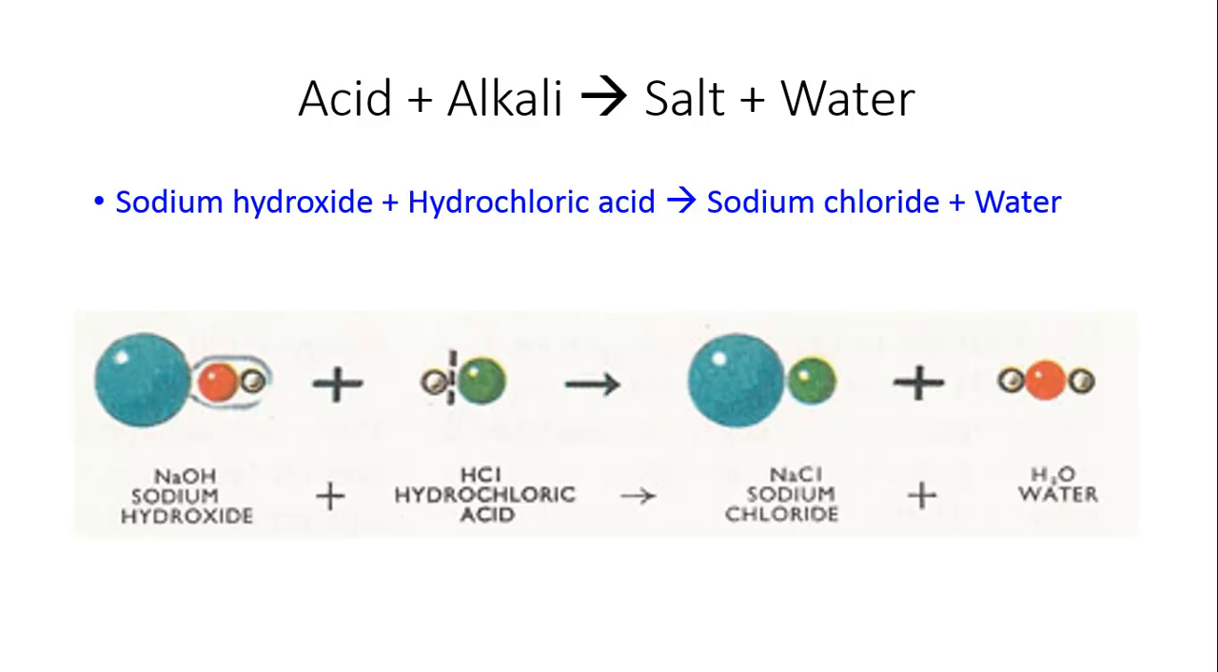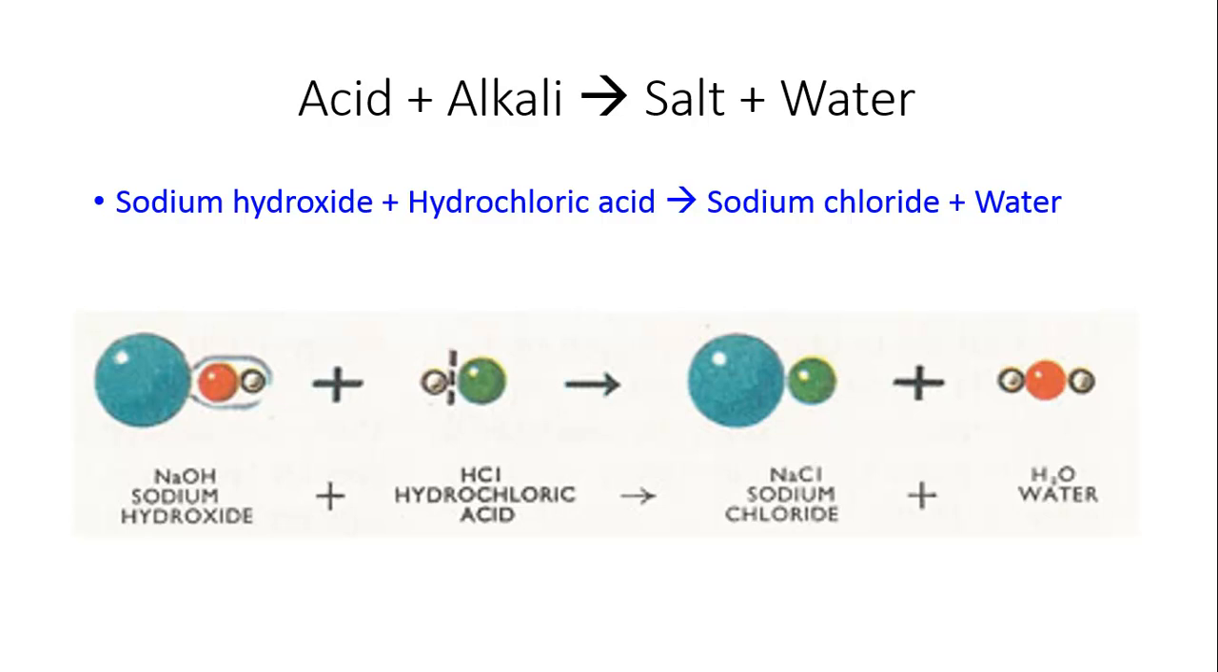So here is your simple word equation for acids and alkalis, and here's a specific example, the most common example that we use in chemistry at this level. Sodium hydroxide plus hydrochloric acid make sodium chloride plus water. And then there's the atom ball diagram down at the bottom showing this.